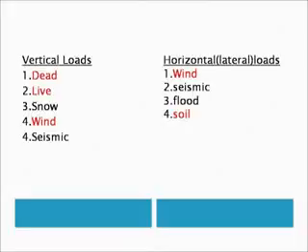We can see that wind and seismic act both as vertical and horizontal load. Red color indicates the types of loads we consider in designing this building. Details regarding each and every load are explained in the coming slides.